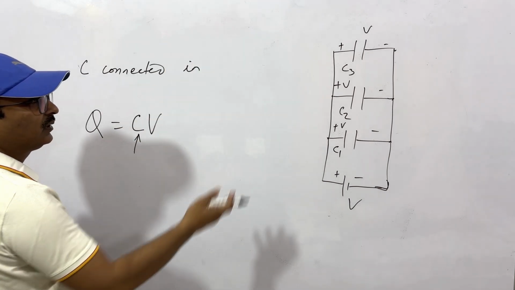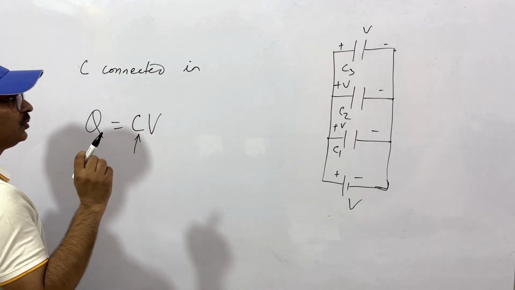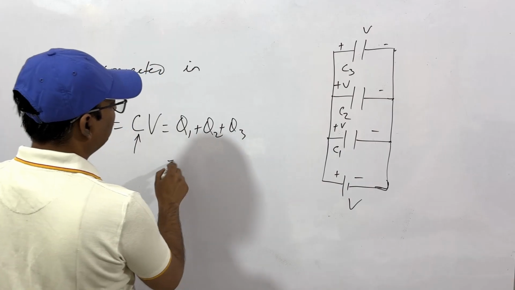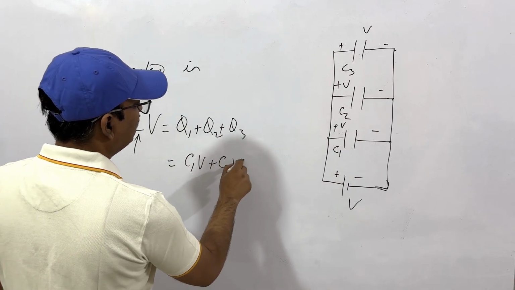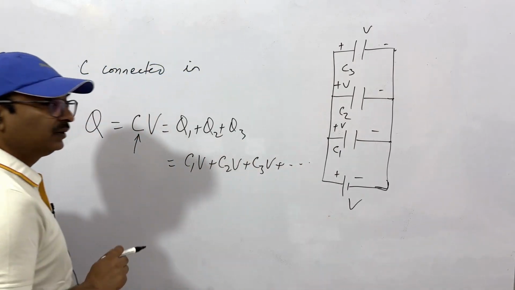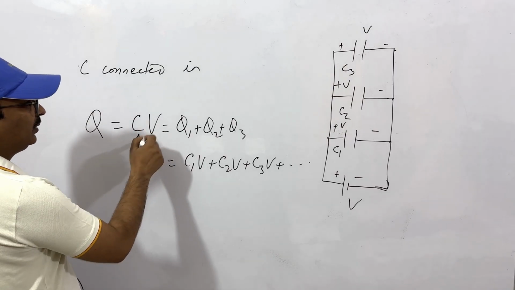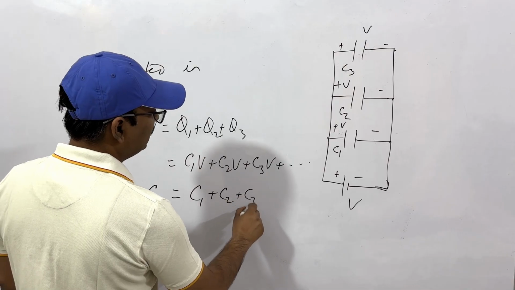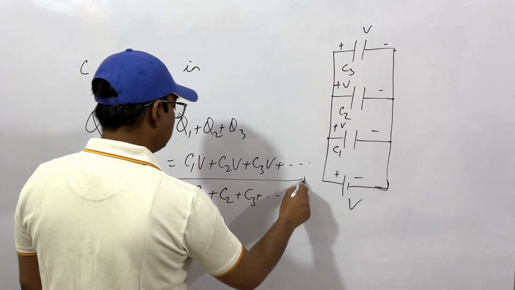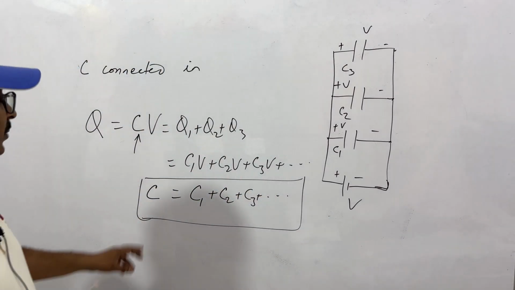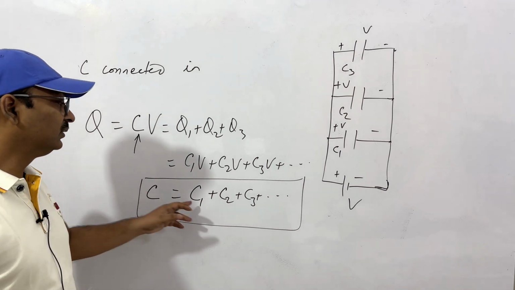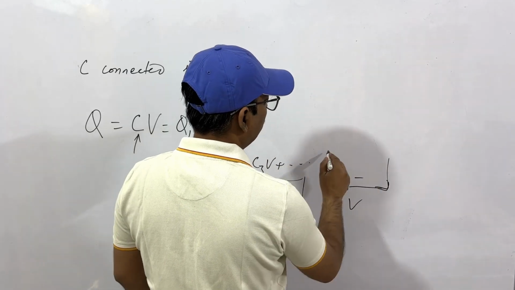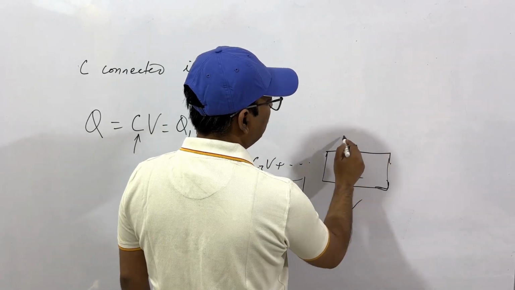That is, if we replace this whole network by an individual capacitor, this will be equal to Q1 plus Q2 plus Q3 and so on. That is C1V plus C2V plus C3V and so on, if we have n number of capacitors. So from here we cancel V, and the equivalent capacitance C is equal to C1 plus C2 plus C3 and so on. So when capacitors are connected in parallel, the net capacitance will be C1 plus C2 plus C3. That is, we can replace this whole network by a single capacitor only.